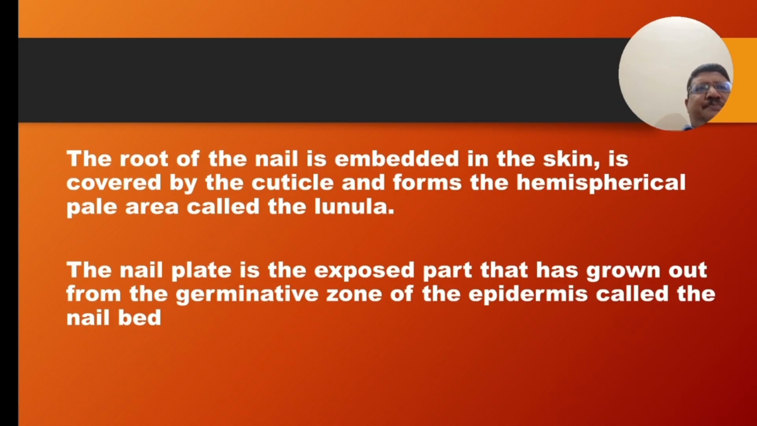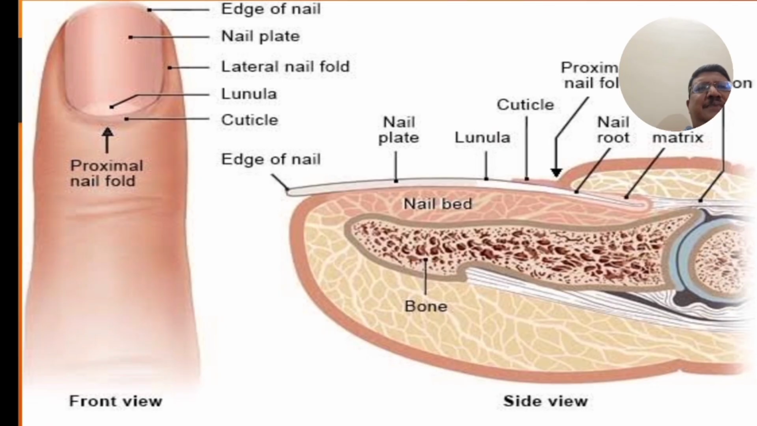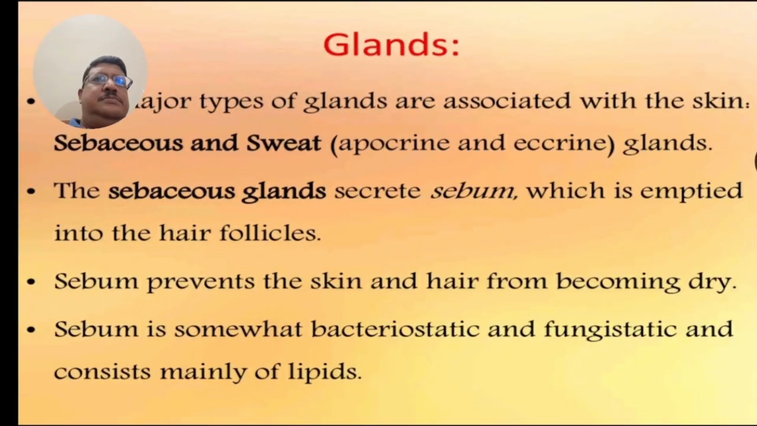The root of the nail is embedded in the skin, is covered by the cuticle and forms the hemispherical pale area called the lunula. The nail plate is the exposed part that has grown out from the germinative zone of the epidermis, called the nail bed. This is the structure: edge of the nail, nail plate, lateral nail fold, lunula, cuticle, proximal nail fold, nail root, matrix.